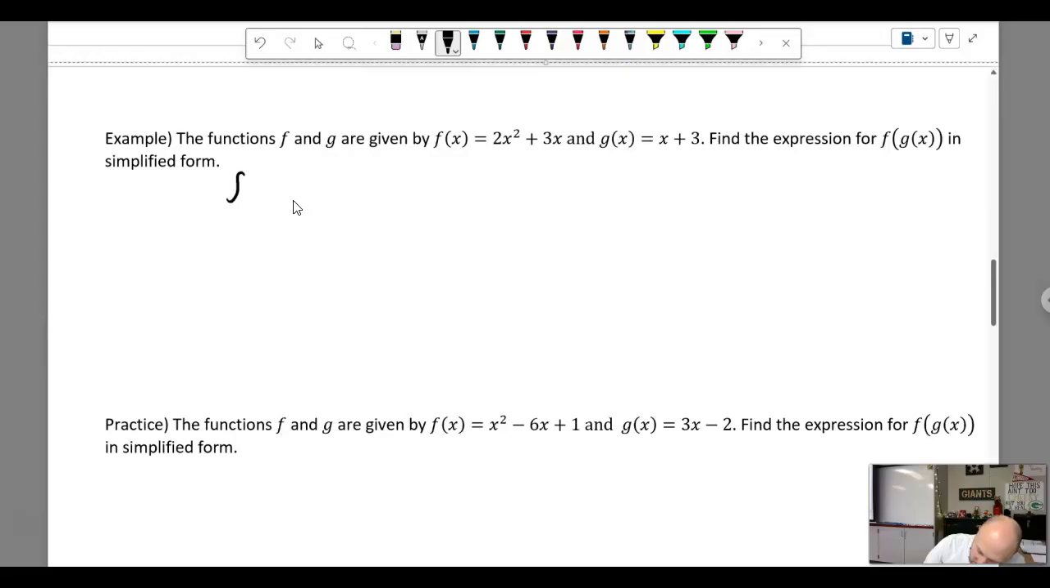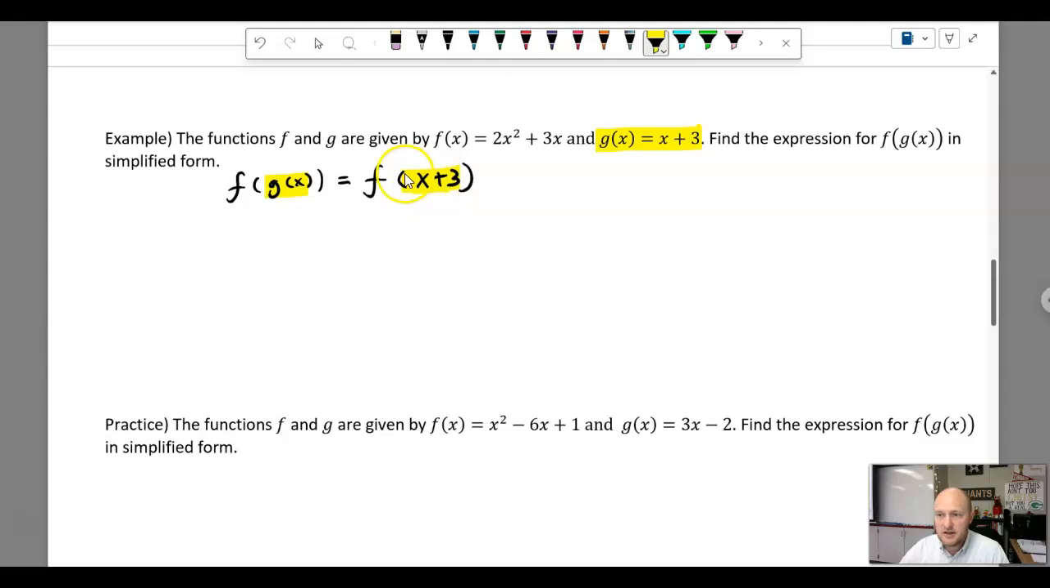So I have f of g of x. And what I'm going to do here is replace g of x with what g of x is. G of x is x plus 3. So I just replace that. And then I'm going to plug this in. This is now my input into f.